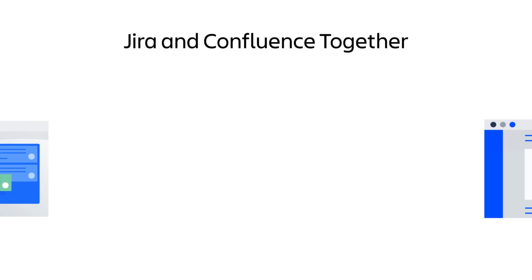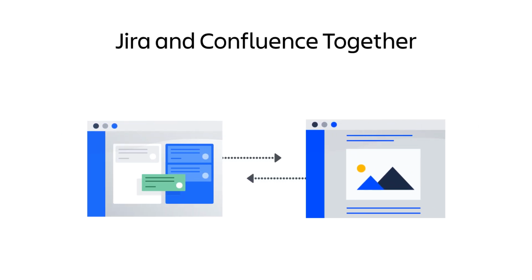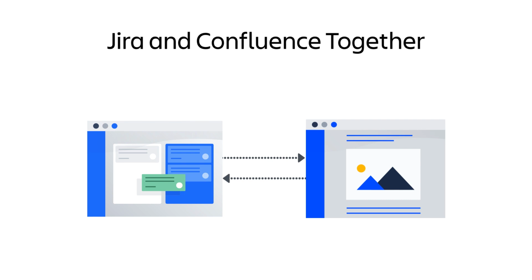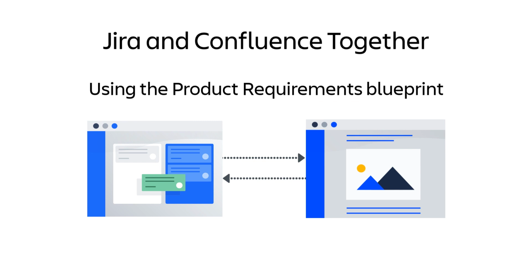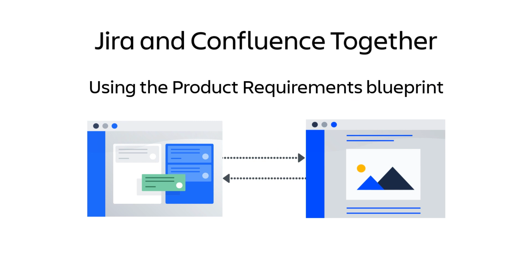There are many ways to seamlessly integrate Jira and Confluence together, creating a better synergy of shared information between the two applications. In this video, you'll learn how to use the product requirements blueprint in Confluence to create requirements pages that link to Jira projects.